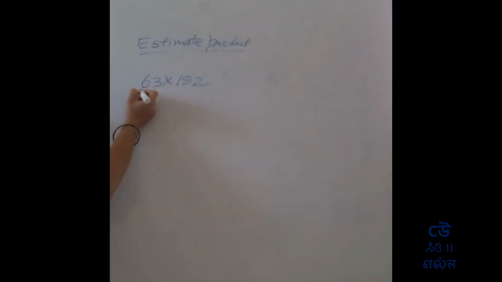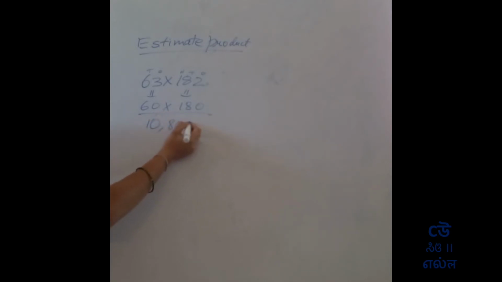When we took the approximate round off of 63 into 182, by rounding off to the nearest tens value, we got 60 into 180, right, from the previous one. The answer which we got was how much, children? 10,800. So doing this is not very quick. So the general rule that we can follow is rounding off each factor to its greatest place, then multiplying those rounded values.